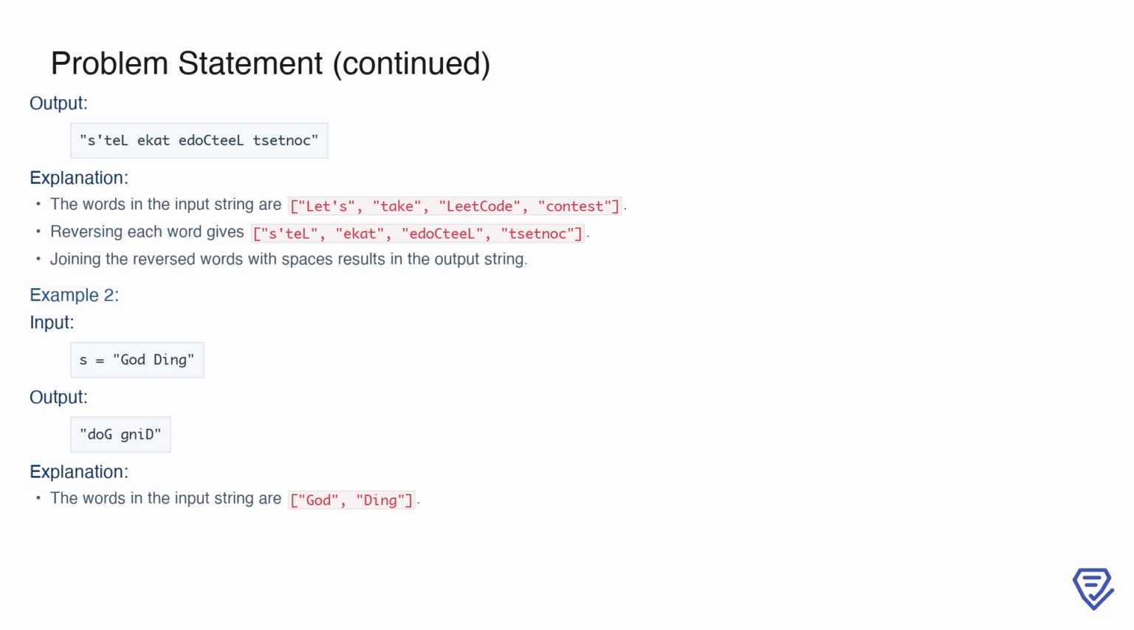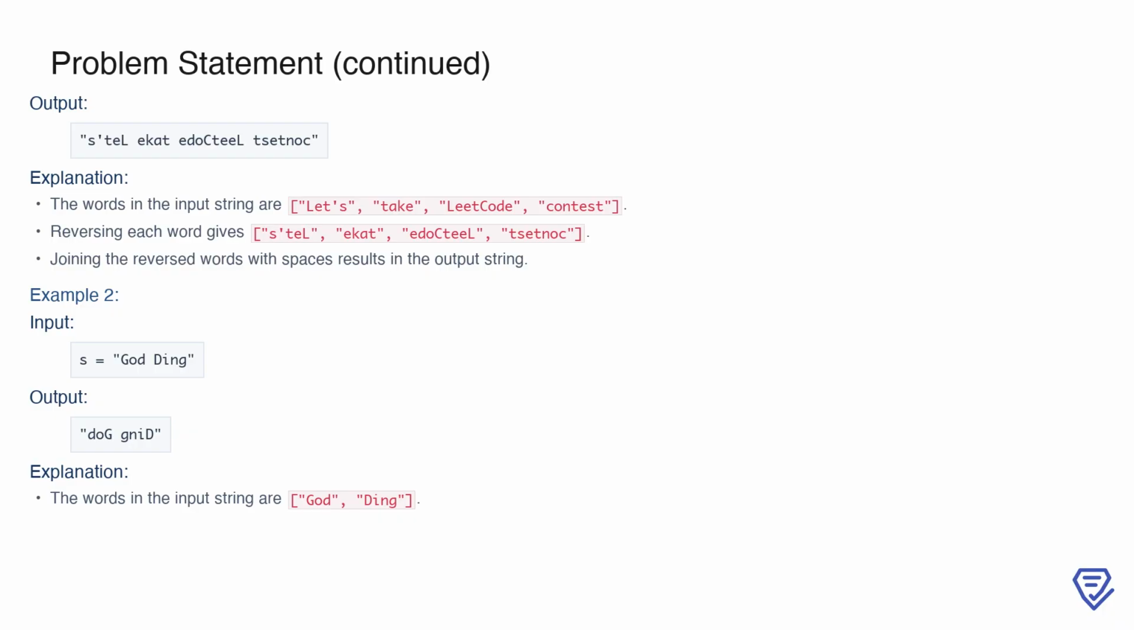In the first example, the input string is S equals "Let's take LeetCode contest". After splitting the string into words, we have the list: Let's, take, LeetCode, contest. Reversing the characters of each word produces s'teL, ekat, edoCteeL, tsetnoc. When these reversed words are joined back together with spaces, the result is the string "s'teL ekat edoCteeL tsetnoc". This is the final output.